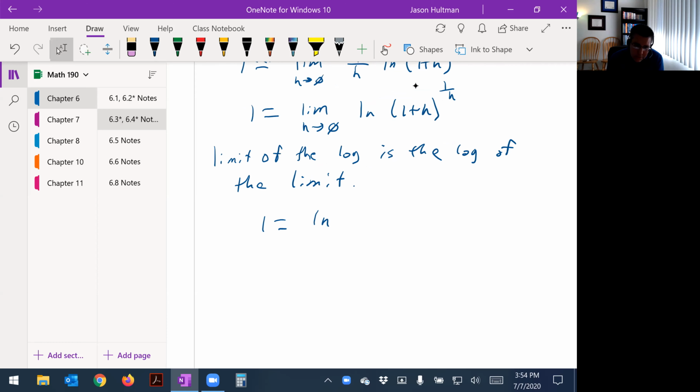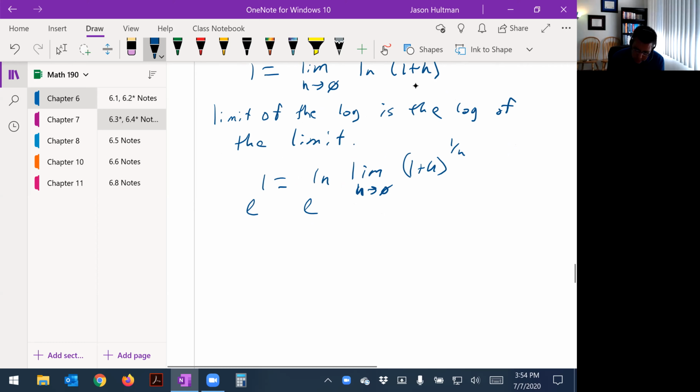Because limit laws, Calc 1. So the natural log of the limit as h goes to 0 of 1 plus h to the 1 over h is equal to 1. That's pretty cool. Now how can I simplify this? Well, let's get rid of the natural log. Let's raise this to base e. So e is equal to, that cancels the log, the limit of 1 plus h to the 1 over h as h goes to 0.